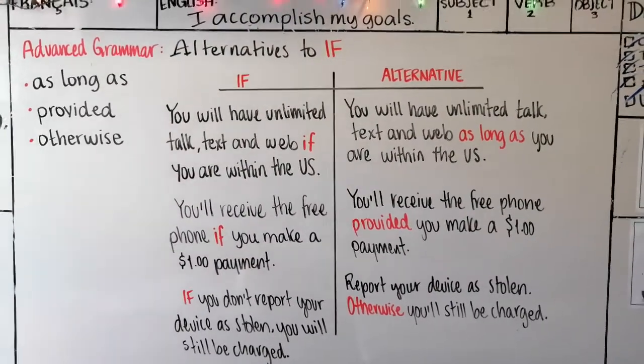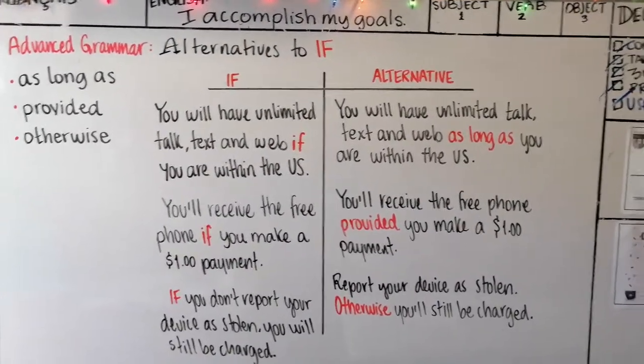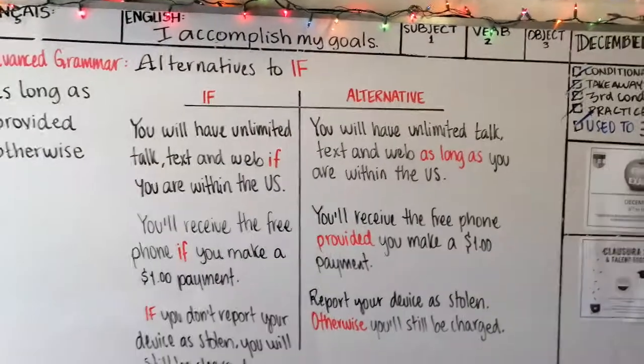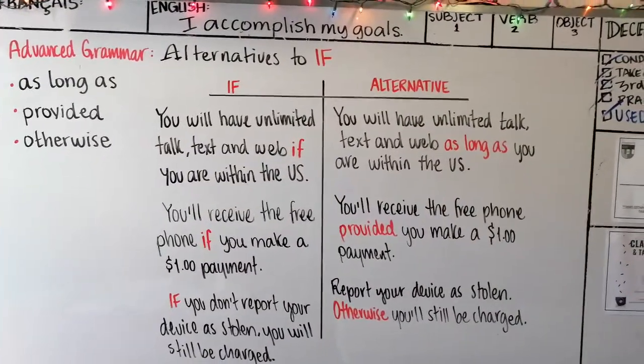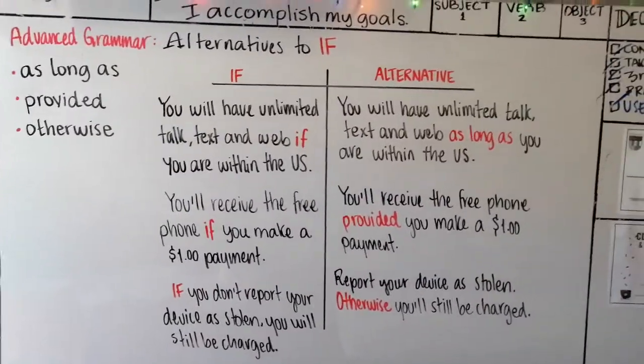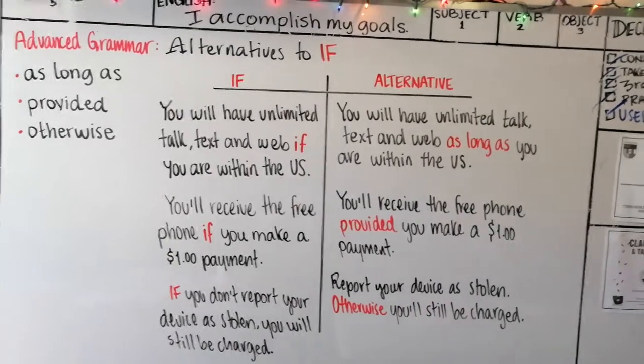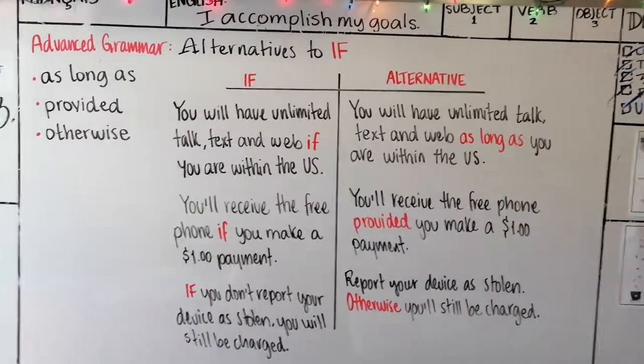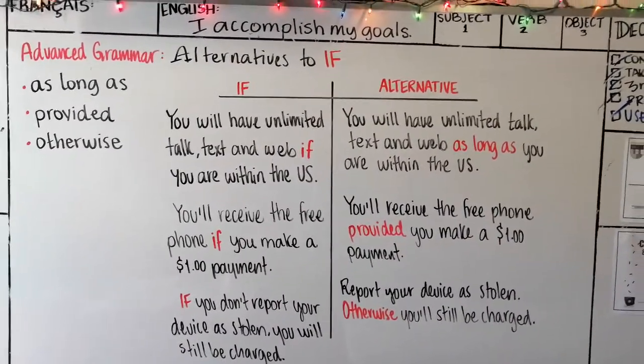Hey, we're at the Excellence Language Facilitating Center, and we're going to take a look at some advanced grammar, C1 level advanced grammar. We're going to talk about alternatives to using the preposition if when using conditional tenses.